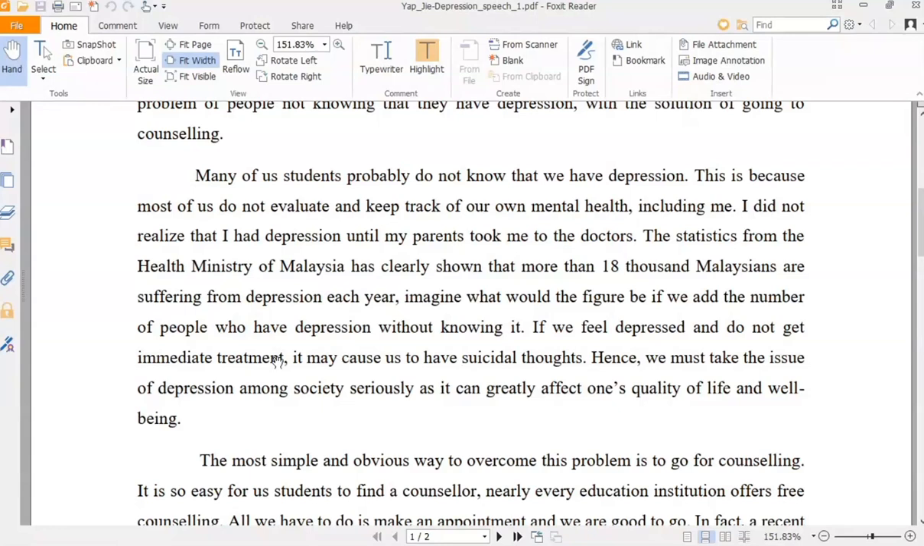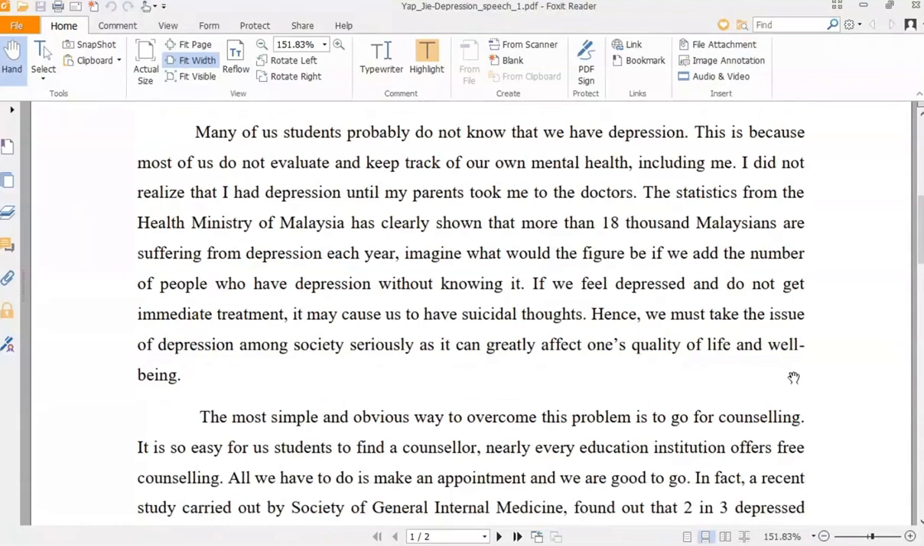Hence, we must take the issue of depression among society seriously, as it can greatly affect one's quality of life and well-being. So you're presenting the problem that many people don't know they have depression, and that in Malaysia itself, there are many people who suffer from depression but do not know it. So that is why we need to take this issue seriously, because it will affect our well-being. Okay, so he has presented his problem here.